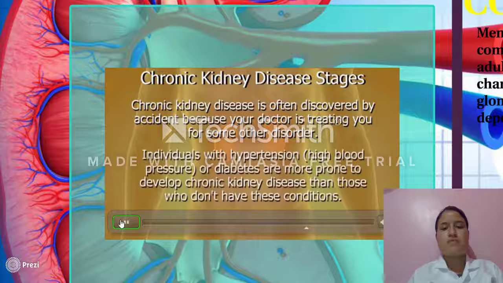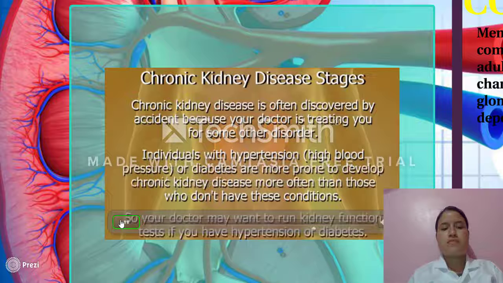Chronic kidney disease is often discovered by accident because your doctor is treating you for some other disorder. Individuals with hypertension or high blood pressure or diabetes are often more prone to develop chronic kidney disease than those who don't have these conditions. So your doctor may want to run kidney function tests if you have hypertension or diabetes.